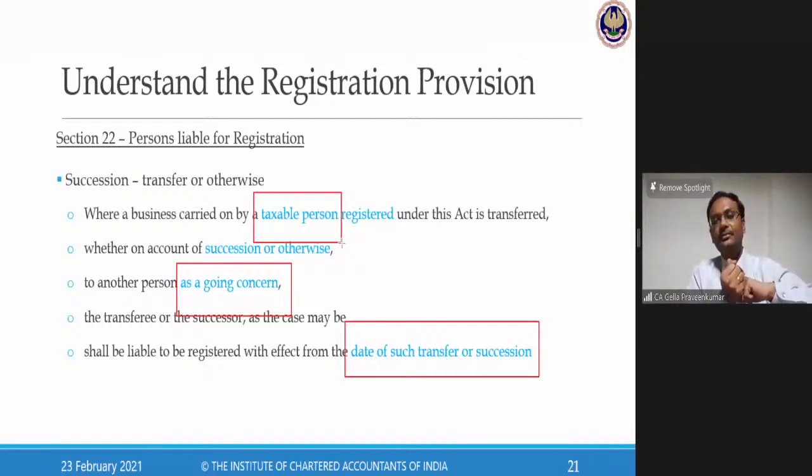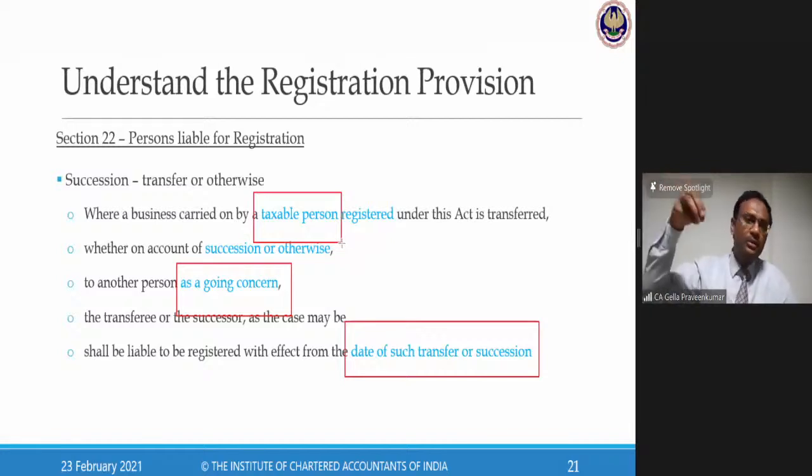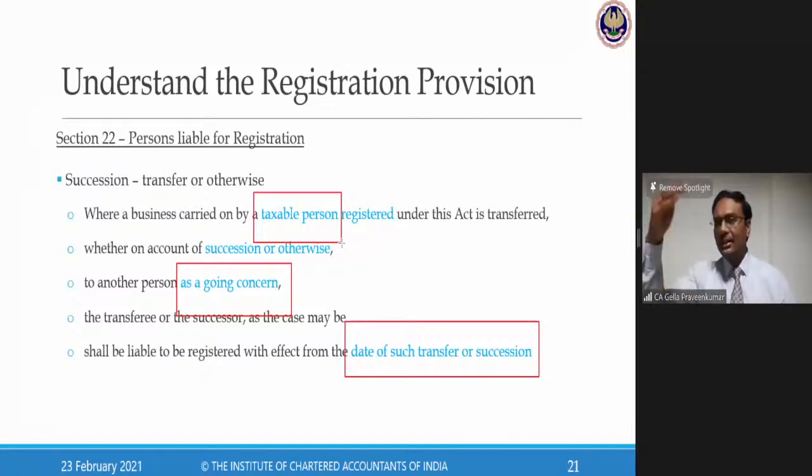I'll give an example. I have a client where this client is a proprietary concern. Like father is doing the business. All of a sudden, there was a natural death. That was transferred to the son. Say in the month of February, we are on 23rd February, the transfer of business happened from father to the son. How? Because of death. Till February, the turnover of the business is say 28 lakhs. Already the owner proprietor is registered under GST law.